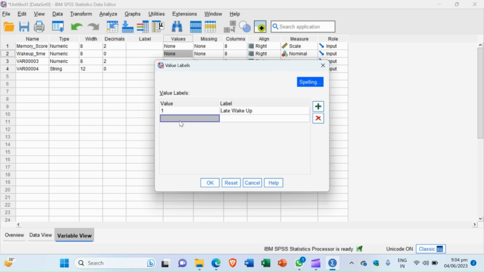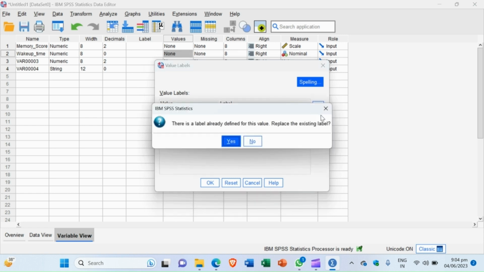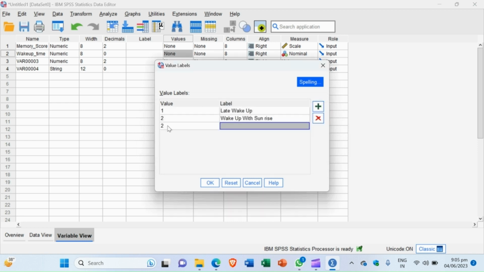and then the second is those students who wake up with sunrise. Then we write wake up with sunrise, and third is the category who wake up in the early morning. It means we write 3, and for the third category it is Brahma Muhurt.